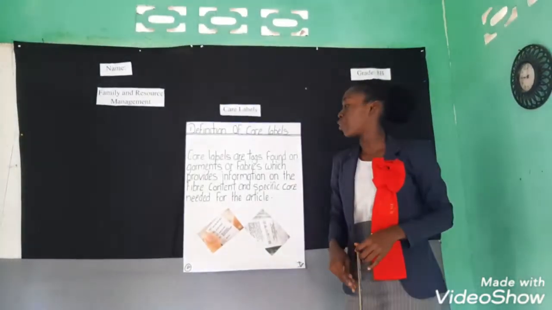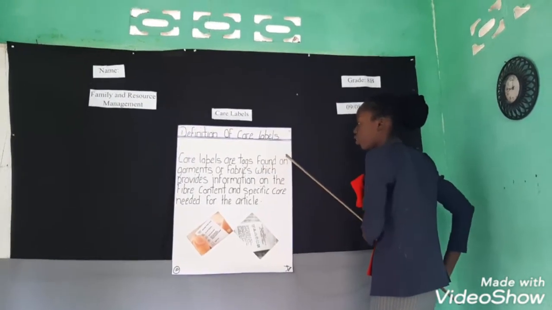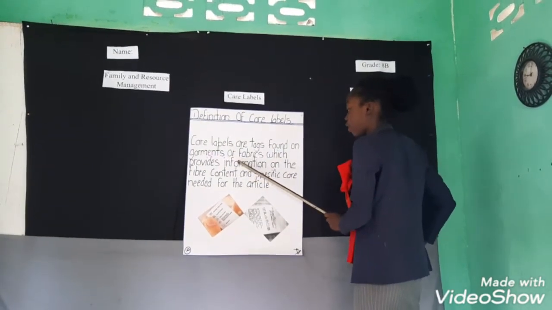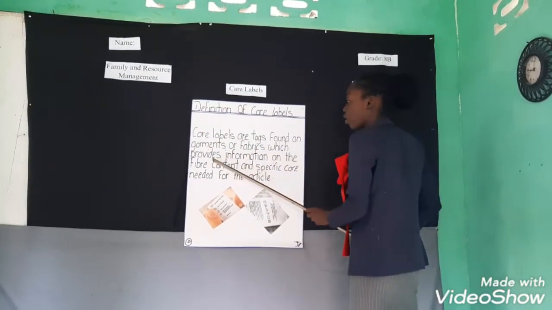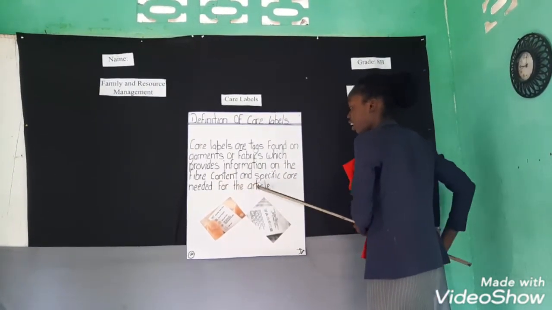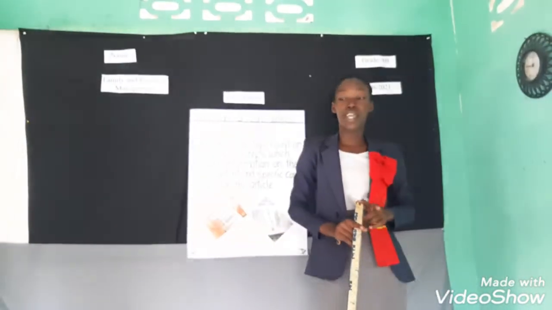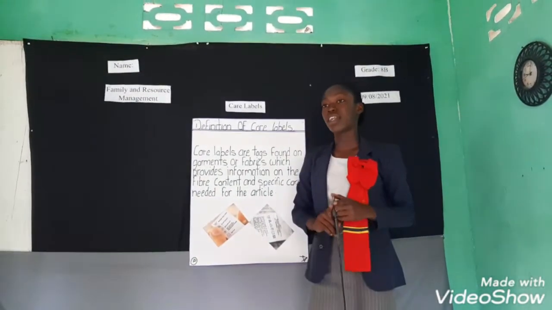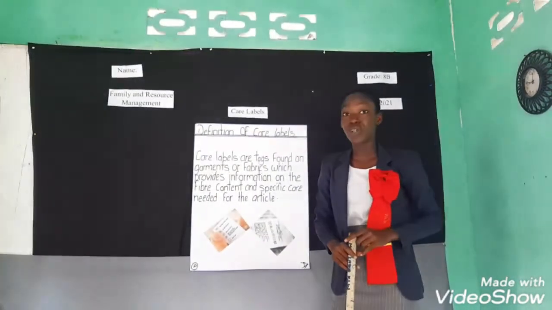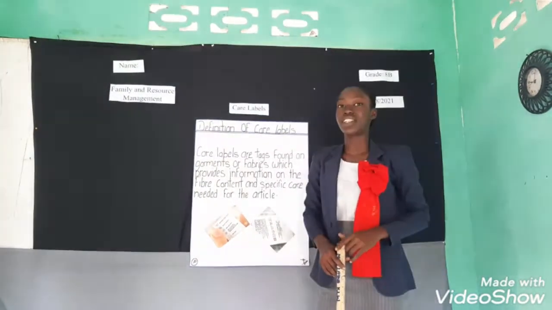Good. So let's go over this one more time. Care labels are tags found on garments or fabrics which provide information on the fiber content and specific care needed for the article. Good. So everyone got that now? Great. We'll now move on to the importance of care labels. I'd like you to pay keen attention to a video clip, and after the video you will state at least 2 reasons why you think care labels are important.